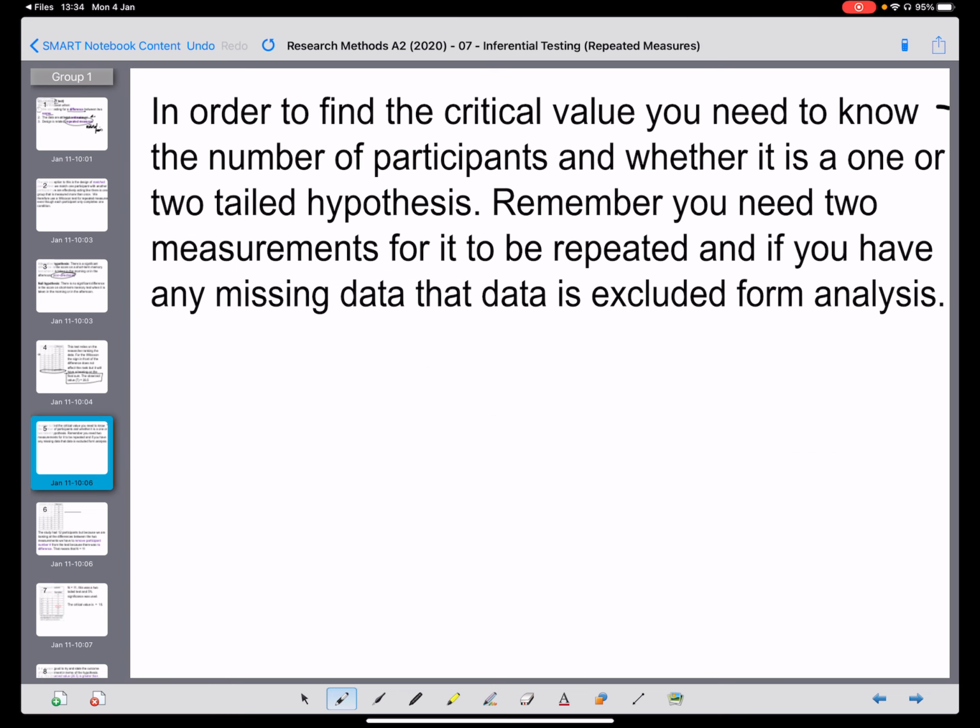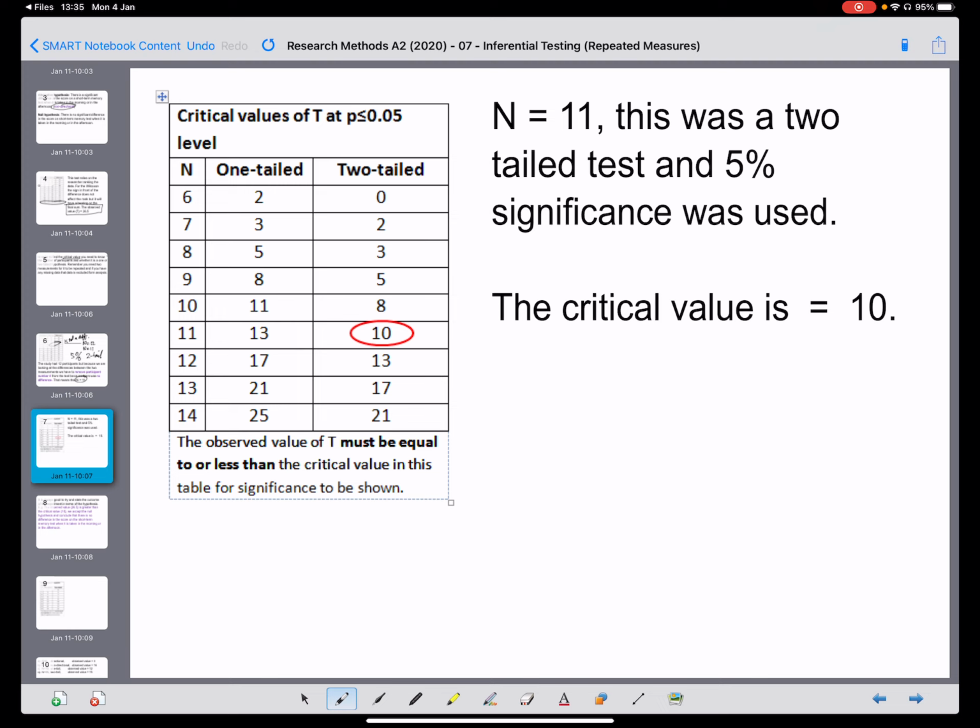So the first thing we have to do is we have to know that n equals 11. We have already decided that we tested at 5%. And we're told that it was two-tailed, okay? So therefore we look at a critical value table, and we see quite clearly that there's only one value, and that is t equals 10. That is the critical value, okay? Remember, when you quote or you say a critical value, you give all the details that you know. So for example, it's only that 10 because n equals 11 and it's two-tailed and it's at 5%, okay?